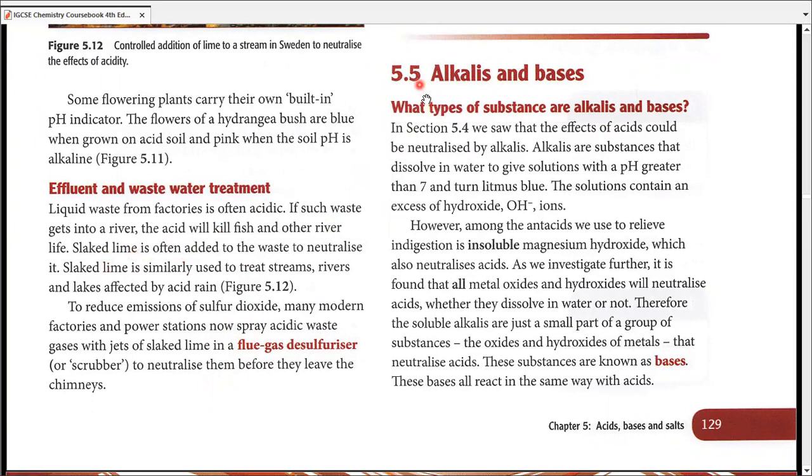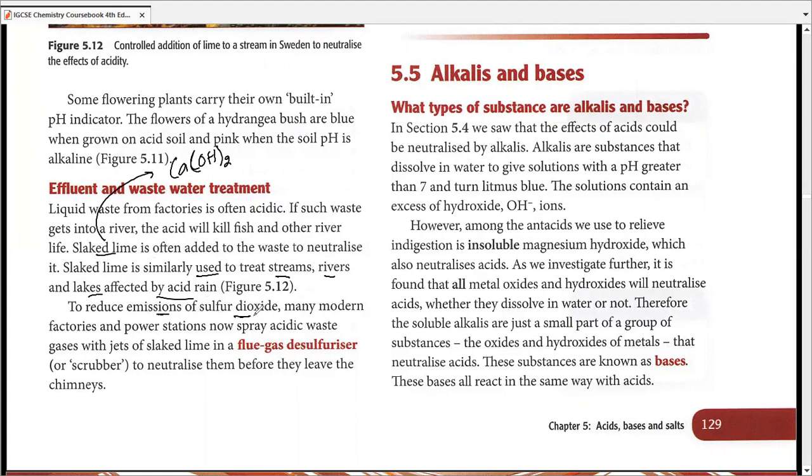Slaked lime, which is commonly known as calcium hydroxide, that is Ca(OH)2, right? Slaked lime is often added to waste to neutralize it. Slaked lime is similarly used to treat streams or rivers or lakes affected by acid rain. But what we can do, something even better, is that we can reduce the emissions of sulfur dioxide.